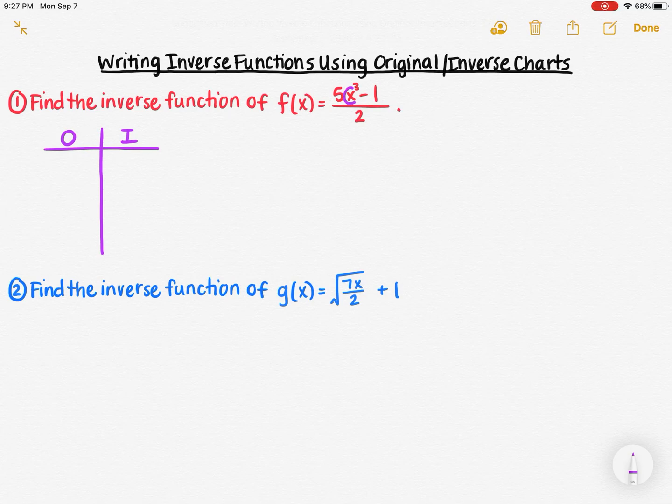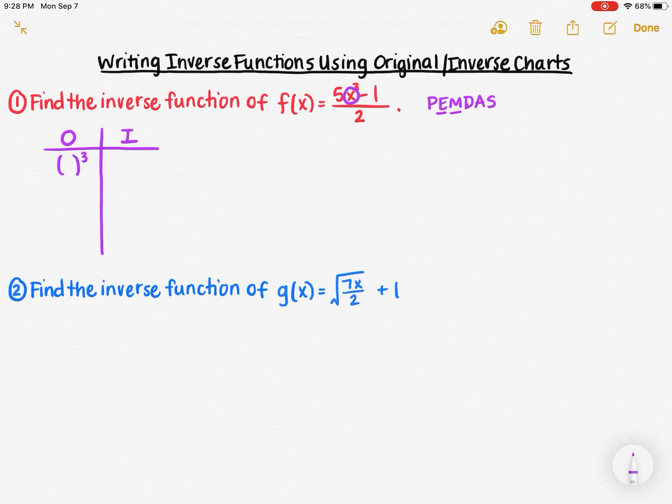Our input is always x, so I need to focus in on x and figure out what's happening to x in what order. It's helpful to think about PEMDAS. P stands for parentheses, and I don't have any parentheses. E stands for exponent. When I look at 5x cubed, am I going to cube x first, or multiply by 5 first? Well, exponent comes before multiplication. So the first thing happening to x is it's being cubed, and I'm going to write parentheses cubed as my first step.